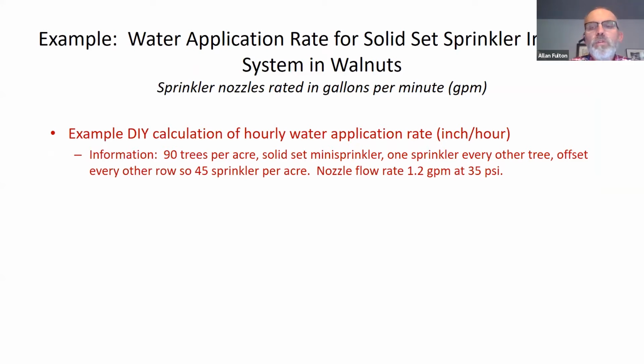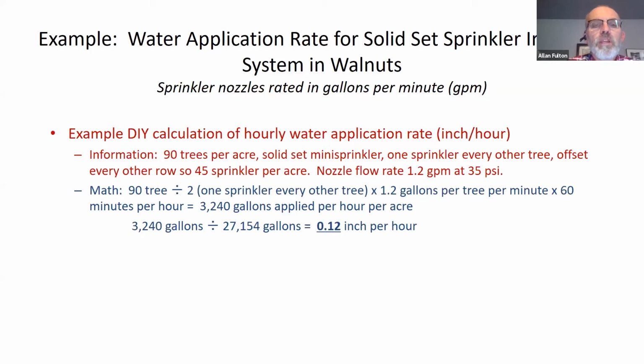So we're going to work through this by hand, how you would do it yourself, to calculate the hourly water application rate in inch per hour. The basic information starts with there are 90 trees per acre. It's a solid set mini sprinkler system, one sprinkler every other tree, offset every other row. This is a very common design. So that would make for 45 sprinklers per acre. The nozzle flow rate is 1.2 gallon per minute, and I'll emphasize gallon per minute, at an operating pressure of 35 pounds per square inch.